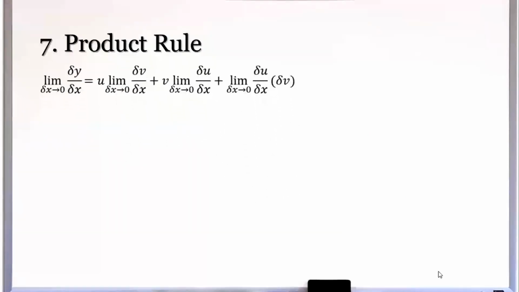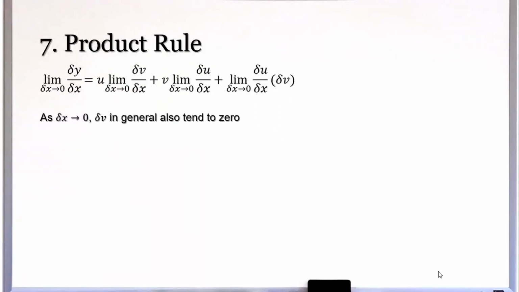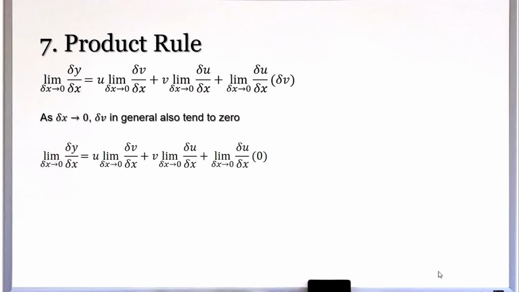So we bring it here. As delta x approaches 0, delta v generally also tends to be 0. This is because v is a function of x, meaning it contains x. When my delta x is very small and approaches 0, we can say that delta v, the change in v, is also very small. Thus, we will write delta v equal to 0, and 0 with a limit in front, it will be nothing.